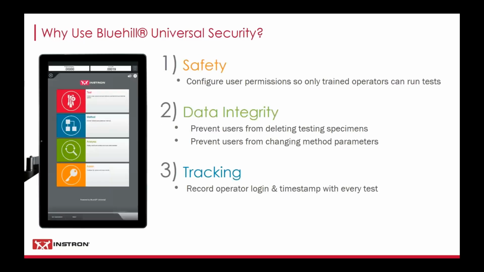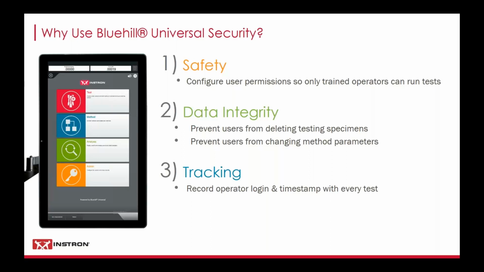So why use the security options in Bluehill Universal? There are many reasons, but at a high level, the 3 main reasons are safety, data integrity, and tracking data generation. Using Bluehill's security functionality improves safety as user permissions can be configured such that only trained individuals will have access to the system to run a test. This prevents untrained operators from using the system and potentially damaging the equipment or having an accident themselves.